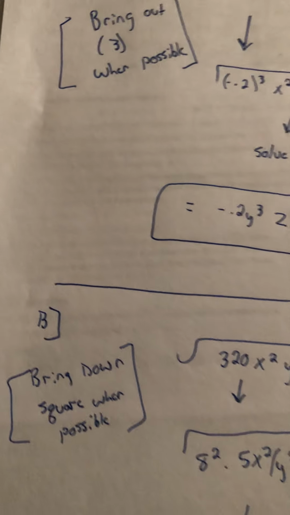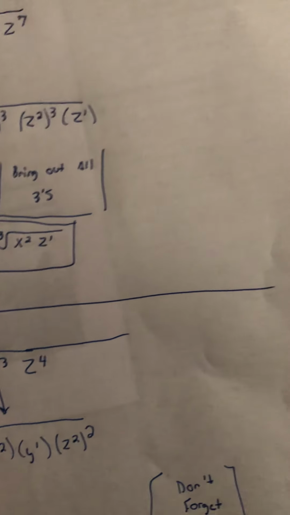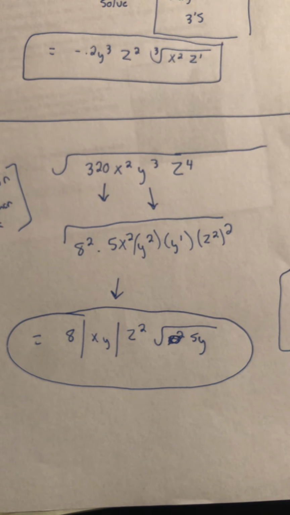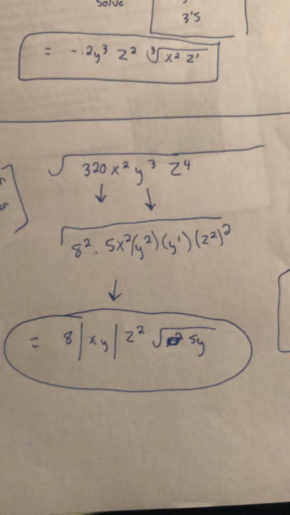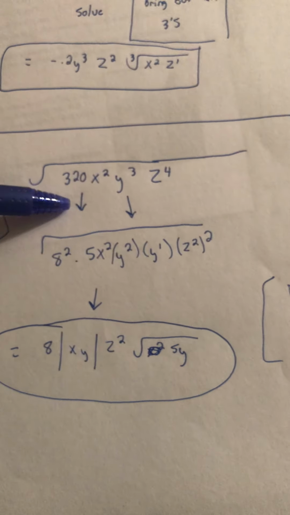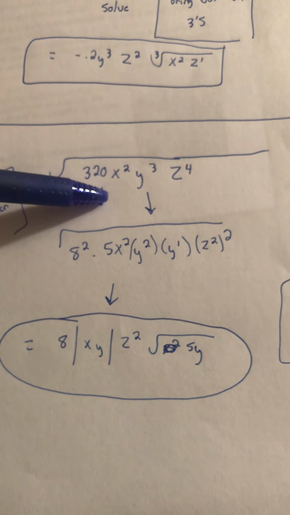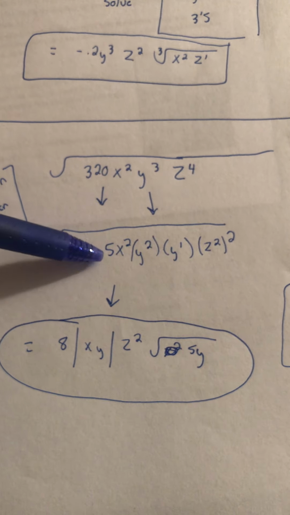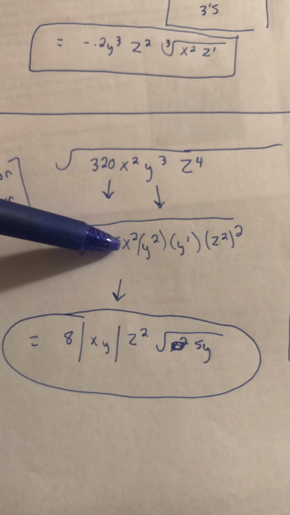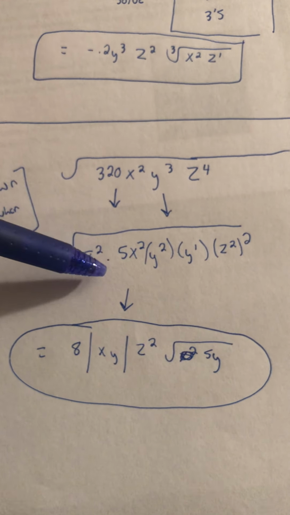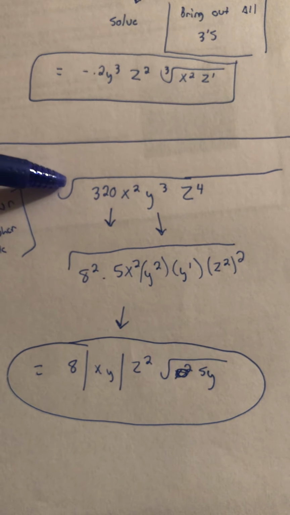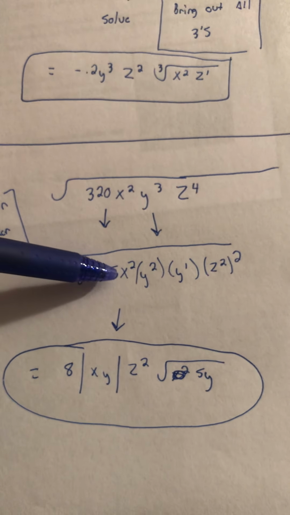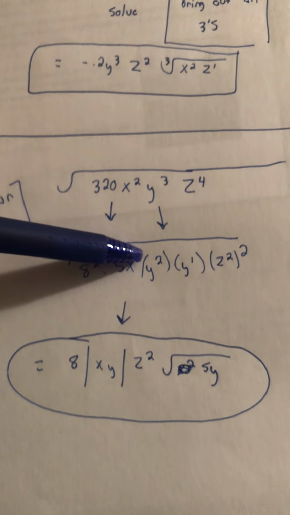All right, let's look at B. B said that we have 320x, y to the 3rd, z to the 4th. Same concept as before. I'm bringing down my 320. 8 went in there. 8 to the 2nd times 5. So that gave me 64 times 5 gives you 320. All right. Since there's nothing here, it's an understood what? It's an understood 2. So it's 5x to the 2nd, what I needed right there.